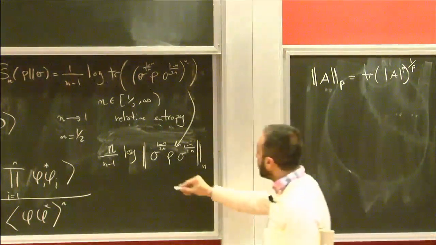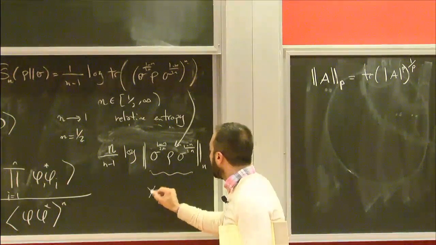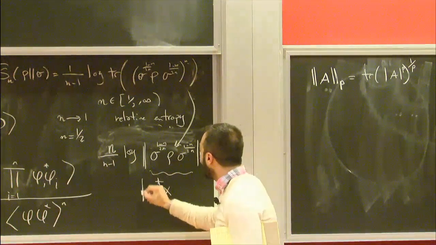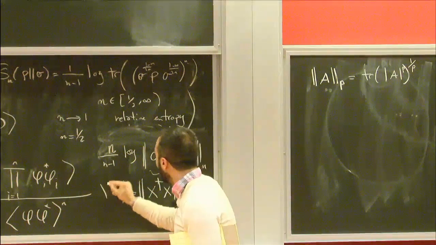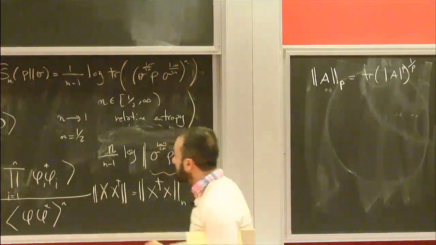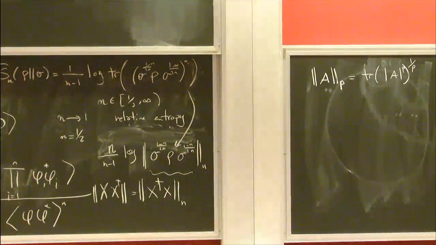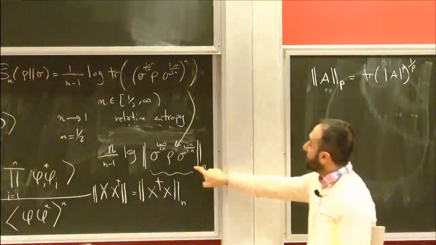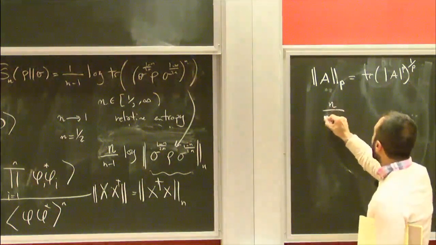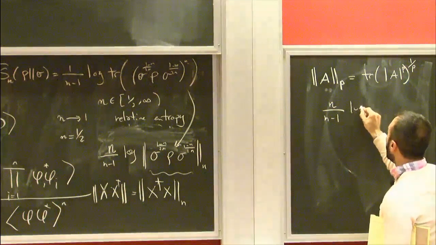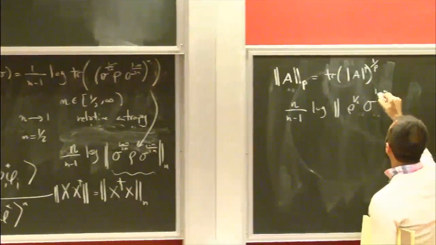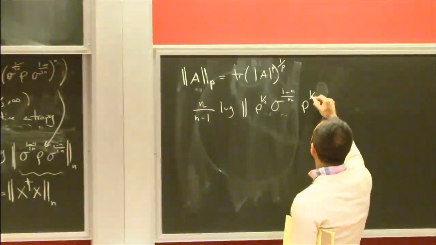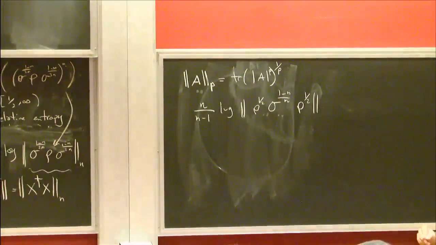Now, this operator looks like x dagger x, but the n-norm of this is also equal to the n-norm of this guy, just because n-norms are unitarily invariant. So I can write this as n over n minus 1 logarithm of rho half n.